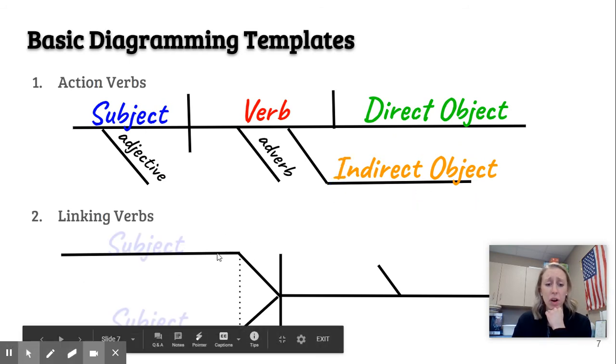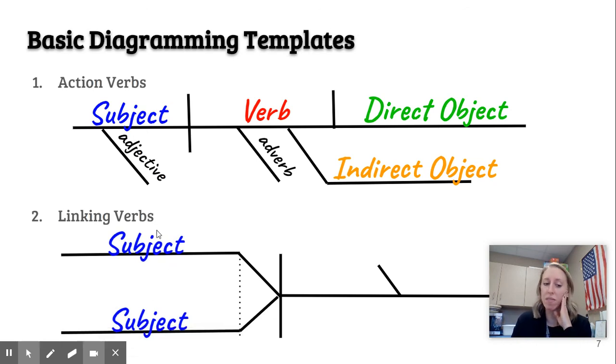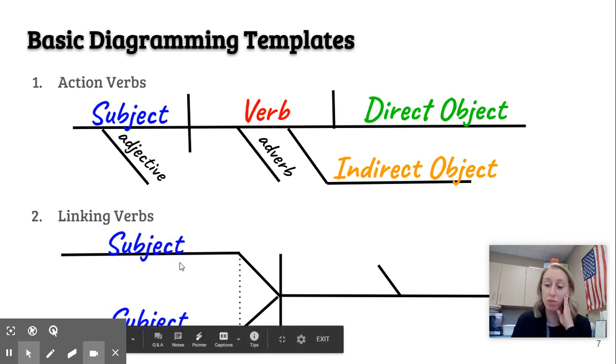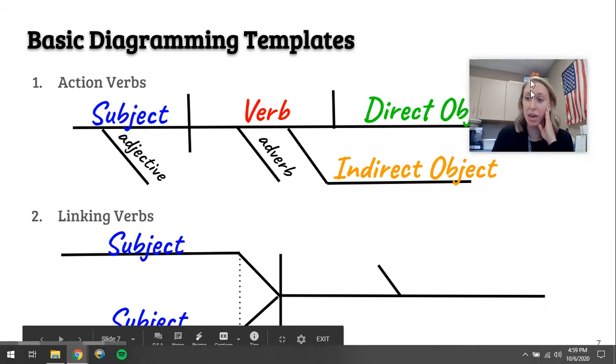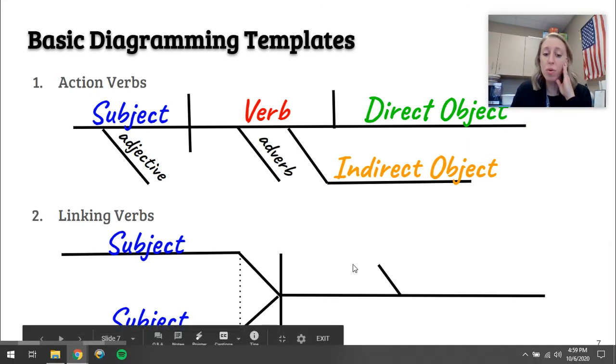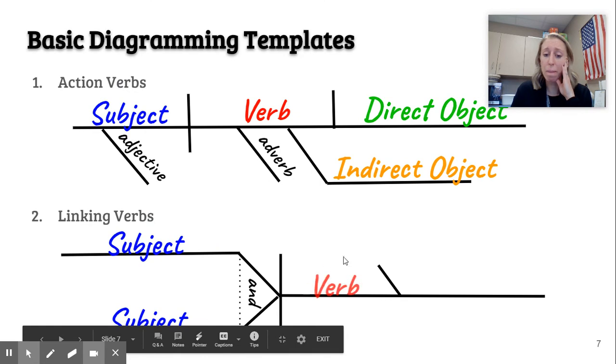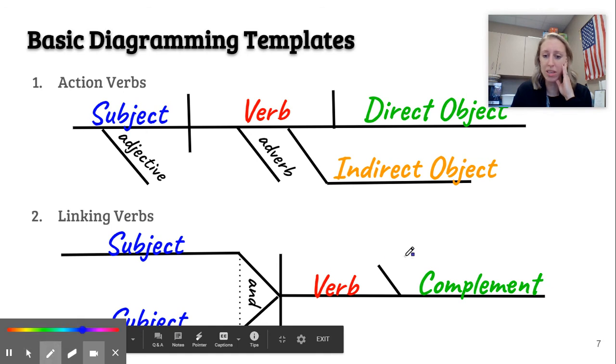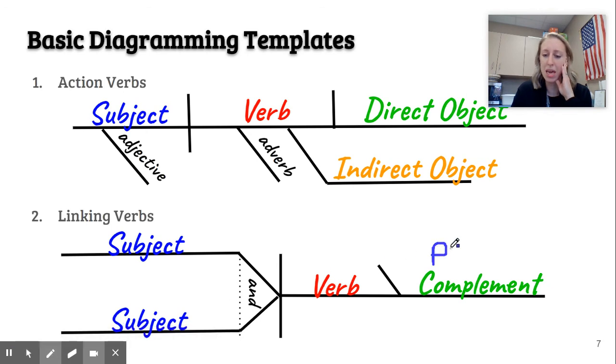If you have a linking verb, this one I have a compound subject. Of course, you won't always have a compound subject. I just wanted you to have a visual as to what that would look like if it was split. Then you would have the verb, right? The verb would follow. And then we have the predicate nominative. So if you want to write this in, this is either going to be the PN or the PA. Then you'll have your predicate nominative or your predicate adjective coming after the verb.